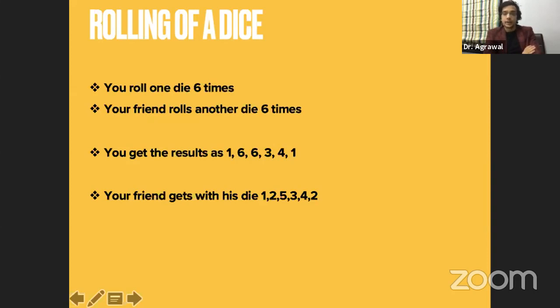Now what you do is you roll your die 6 times and your friend rolls his die 6 times. You get the results 1, 6, 6, 3, 4, and 1. But your friend doesn't get 6 even once. He gets 1, 2, 5, 3, 4, 2. Now, if there was no statistics involved, he would tell you, "Yaar, Anirudh, you are cheating. See, I told you I was right, that your die gets six more times than mine." But is this true? How would you find out?